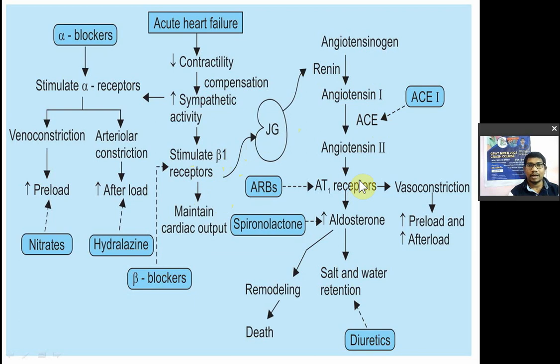Angiotensin 2 is a vasoconstrictor. It will increase the preload and afterload by doing vasoconstriction. It will also stimulate aldosterone to increase the salt and water retention, which will increase the volume of blood, which will again cause congestion in your heart. Due to this, what will happen? Your left ventricle will receive more blood.